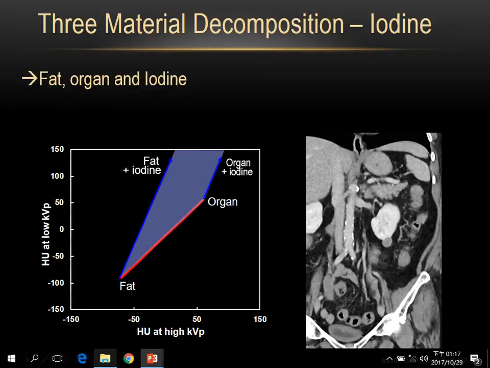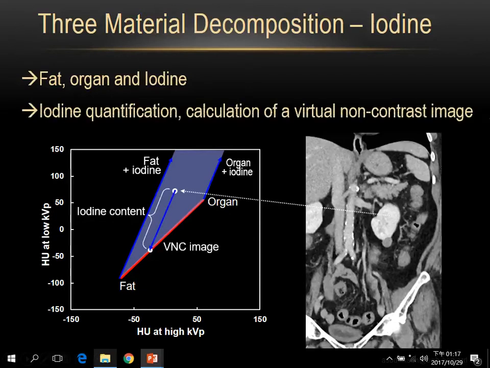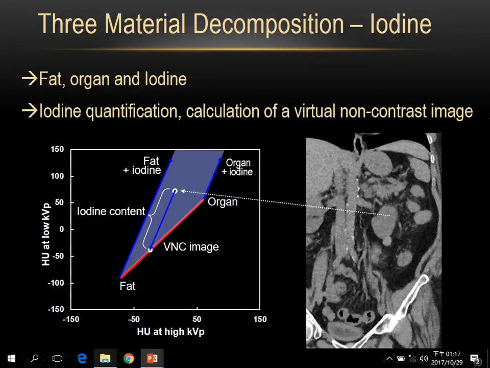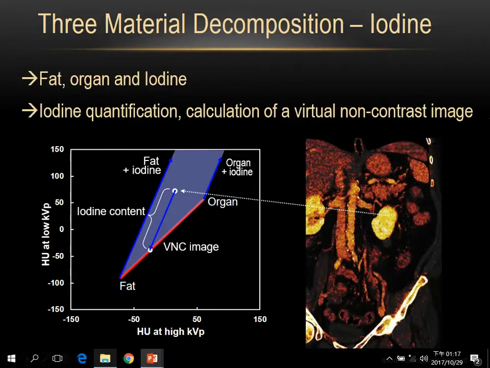And so what this means is that everything that's shaded in blue here can be attributed to iodine being present within the image. If I then take a voxel, I can therefore decompose it into the amount of iodine and into a corresponding virtual non-contrast image. So this is the virtual non-contrast image where I have subtracted out the iodine from the image. And this is the iodine image where now in color I'm demonstrating the distribution of iodine.